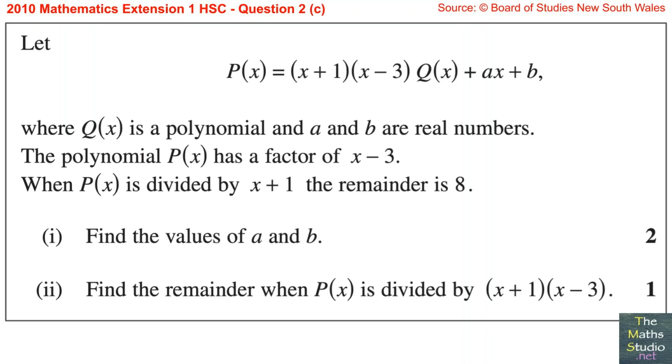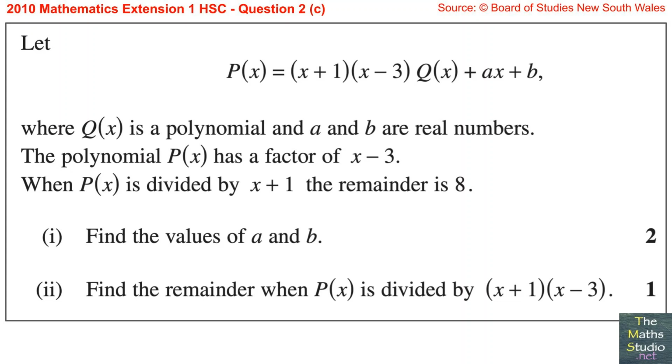Question 2, Part C. Let P(x) = (x + 1)(x - 3)q(x) + ax + b, where q(x) is a polynomial and a and b are real numbers. The polynomial P(x) has a factor of x - 3. When P(x) is divided by x + 1, the remainder is 8.